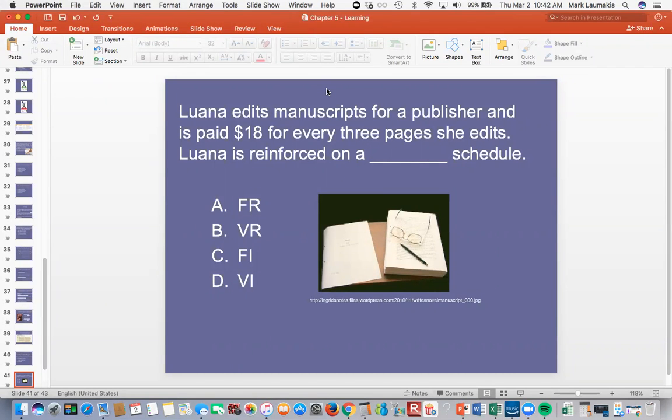Let me ask you something else here. The $18 that we give her, is that a primary reinforcer or a secondary reinforcer? Secondary, right? She can't eat it. Doesn't satisfy a biological need. Let me ask you one more question. Is this positive reinforcement or negative reinforcement? Yeah, it's positive. I'm presenting her with $18. It's going to lead to her doing more of this editing behavior.